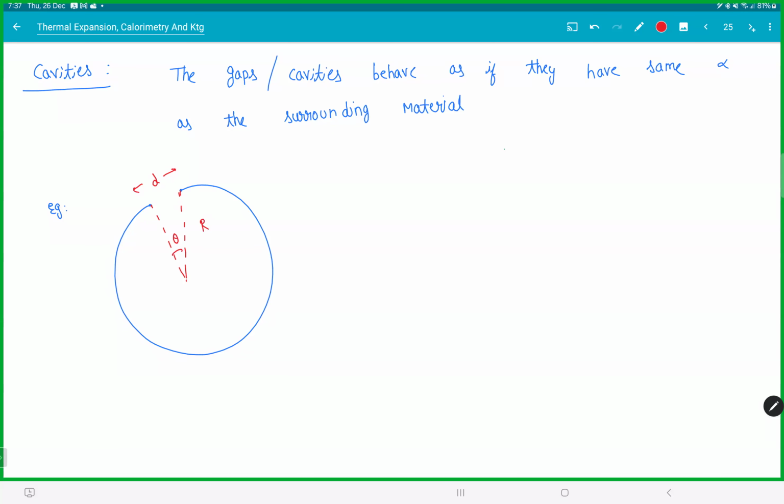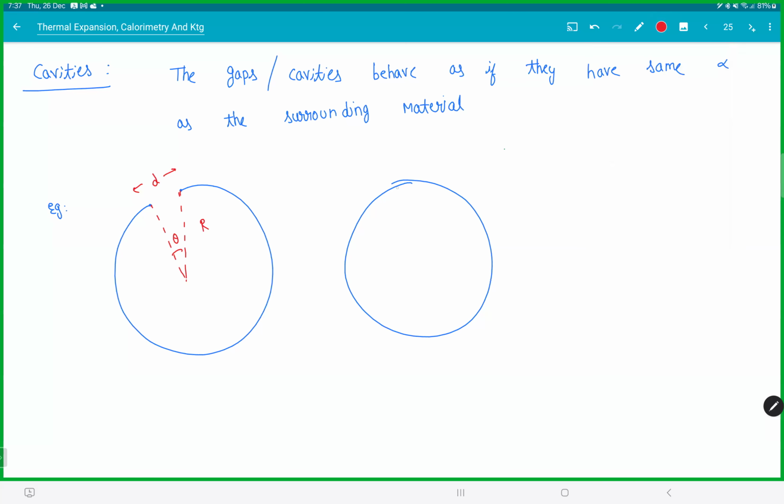Now, the general confusion, what people think is this. When I increase the temperature, this thing will expand and the gap will close down. It will come closer. Don't do that. Think like this. Consider a full ring. Take a full ring. Okay?